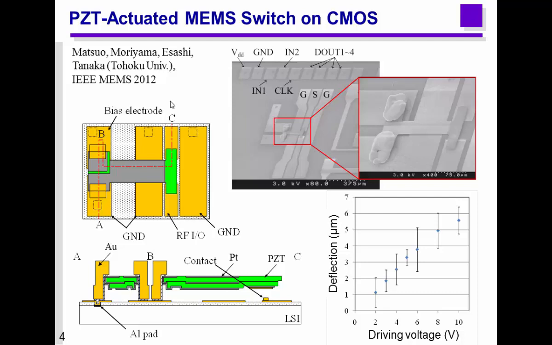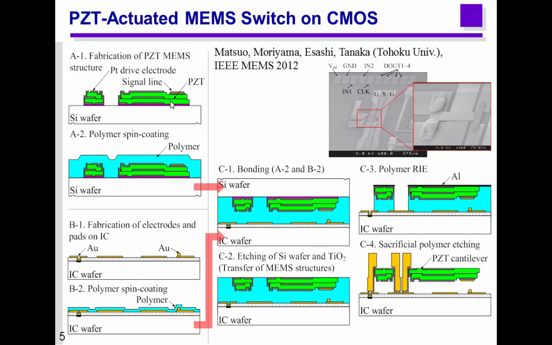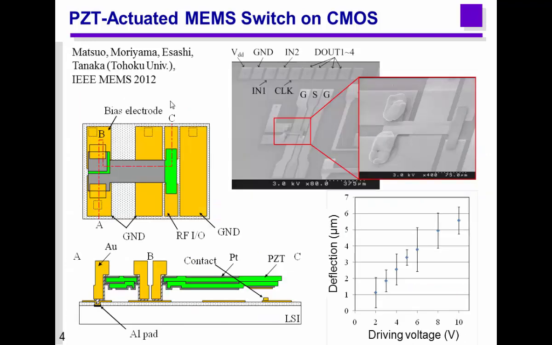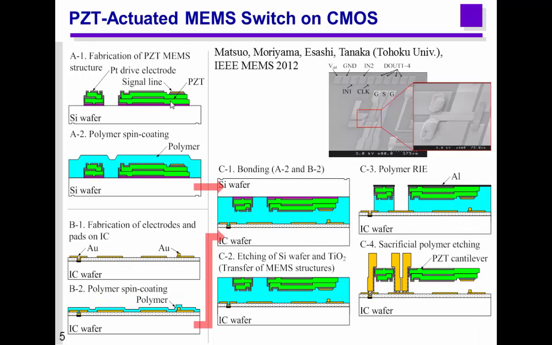You know that PZT, the typical piezoelectric material, is difficult to deposit on the LSI because the deposition temperature is as high as 600 degrees C. It's too high for the standard CMOS. So what I did is to transfer the PZT structure to the LSI. The PZT structure was made on the silicon wafer and then patterned into the cantilever structure.